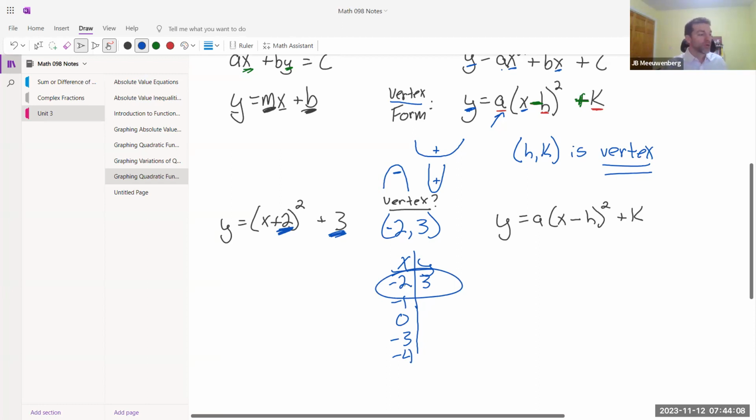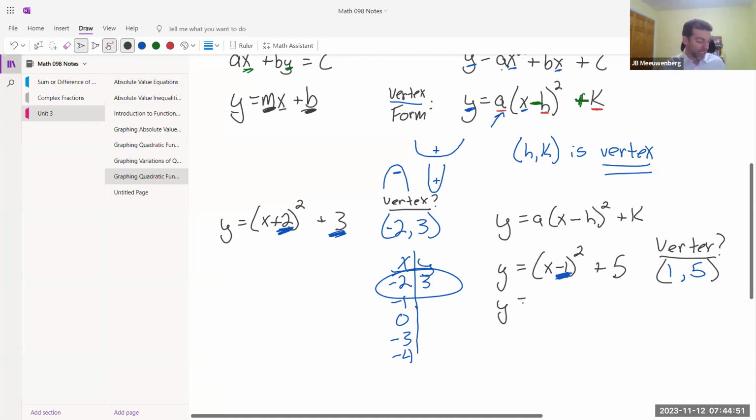Okay, let's do a couple more of these. Let's go with, I'm going to do it over here. Y is equal to the quantity x minus 1 squared plus 5. So let's put the vertex over here. Pause and see if you can identify what the vertex would be. That point would be, whatever the opposite of this is, because this is -1, it would be +1, comma, and then whatever this is, 5. So the vertex is at the point (1, 5).